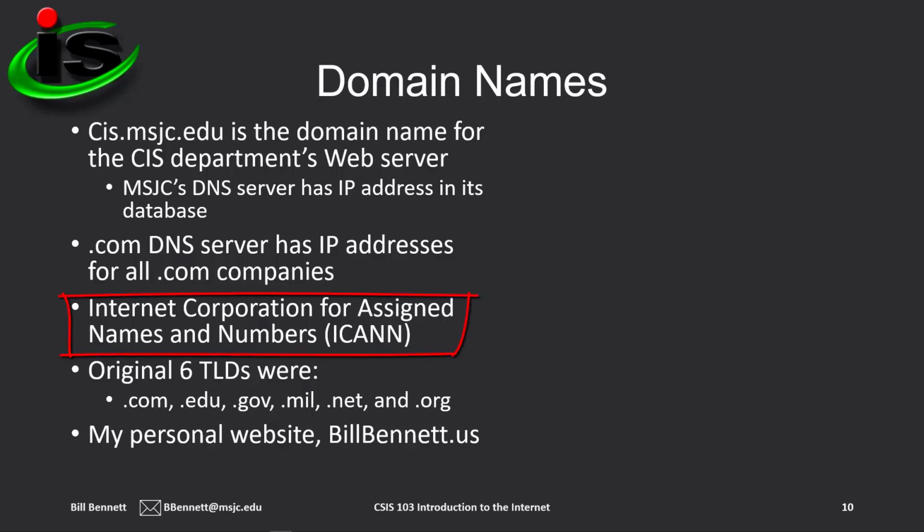Since 1998, the Internet Corporation for Assigned Names and Numbers, ICANN, has been responsible for managing domain names. In the 1980s, six top-level domains, TLDs, were created: .com, .edu, .gov, .mil, .net, and .org. Domains registered using the .com, .net, and .org TLDs have no restrictions. However, domain names that use the .edu, .gov, and .mil TLDs are restricted to certain types of organizations and for limited purposes.